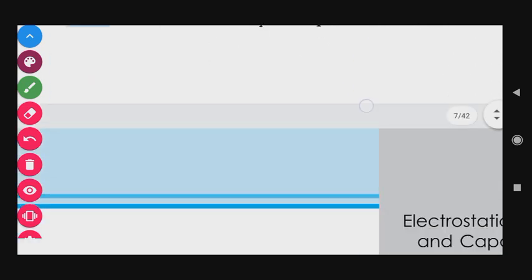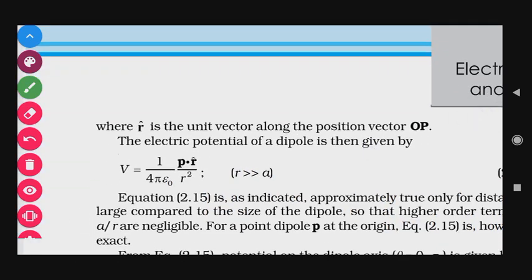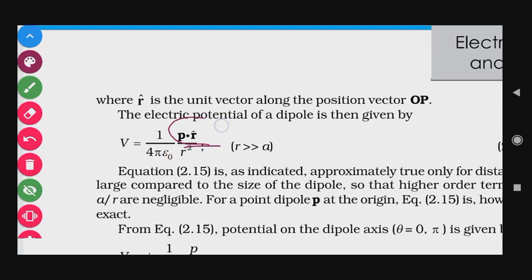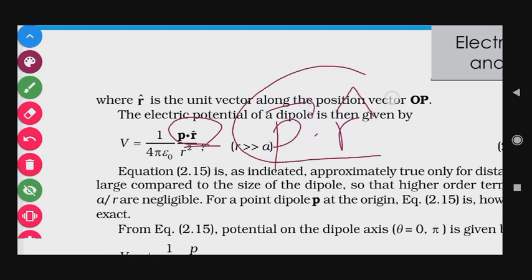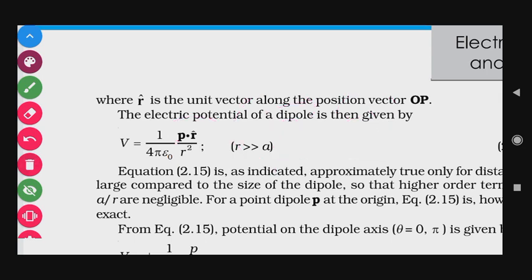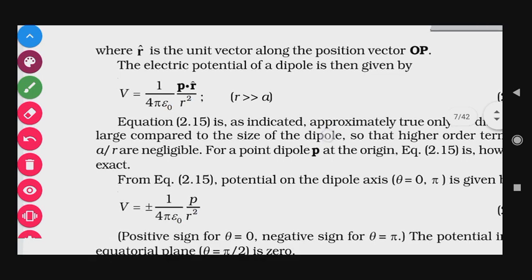Actually, the dipole potential is a scalar quantity, so I cannot write this in vector form, but I can write those two. The dipole moment is a vector quantity times this unit vector. This is a unit vector, so I can represent it like this. But the potential will be a scalar quantity, so this is what P R cos theta. I can write this P R cos theta like this. Now the electric potential of a dipole is given by this, so this is how I represent the unit vector.